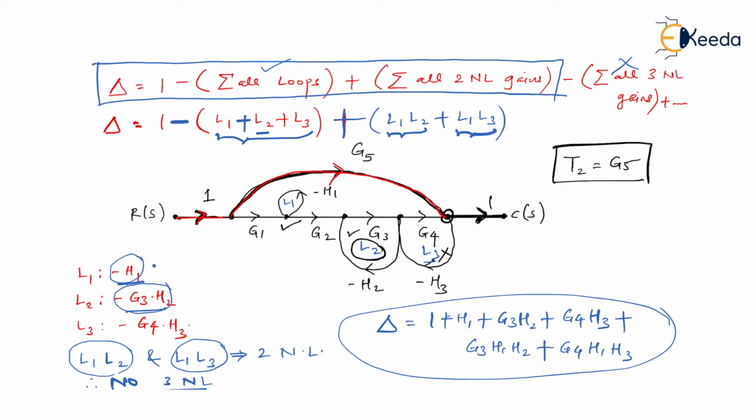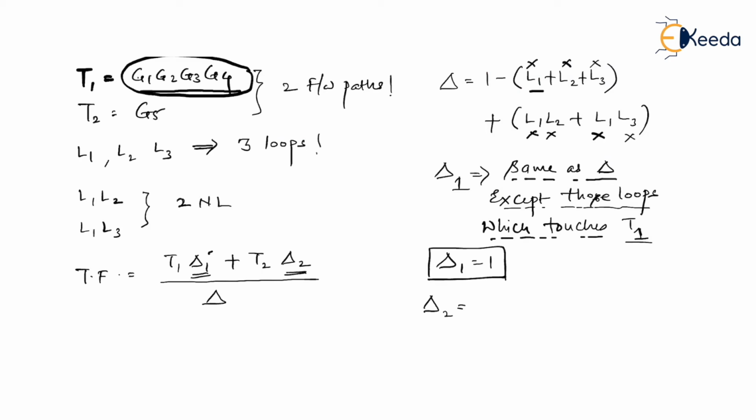So you have to remove those loops which are touching this forward path. As you can see, the path which is marked in red color is not touching L1. So L1 I'm going to consider in delta. L2 also I'm going to consider in delta. But L3, as you can see, is getting touched at this node. So I have to only cancel L3. Rest of the loops will get considered in the calculation of that respective delta 2. It means in delta 2, we will consider L1 also, we will consider L2 also, but we are not going to consider L3. I hope you understood that.